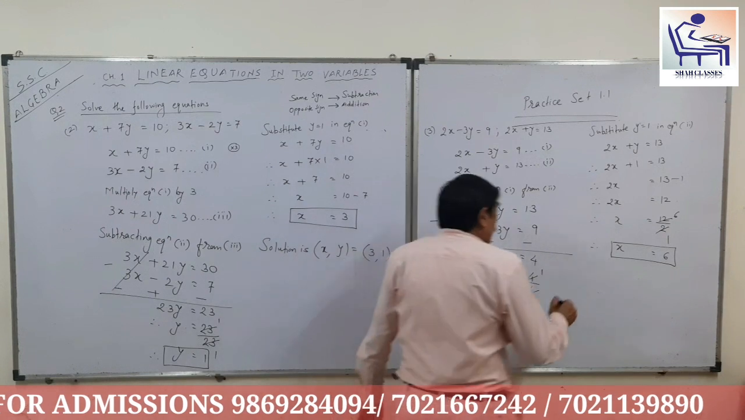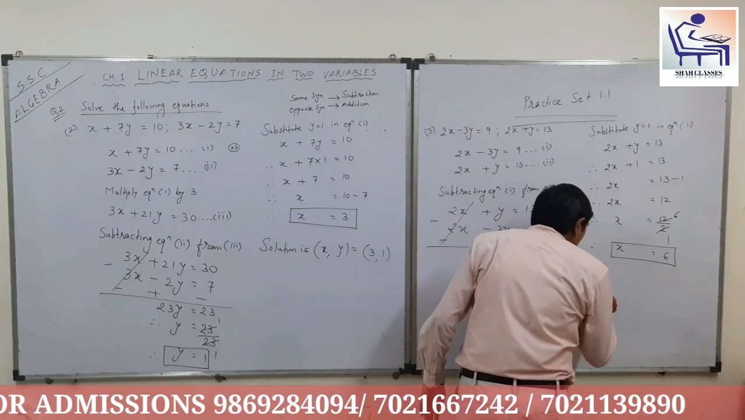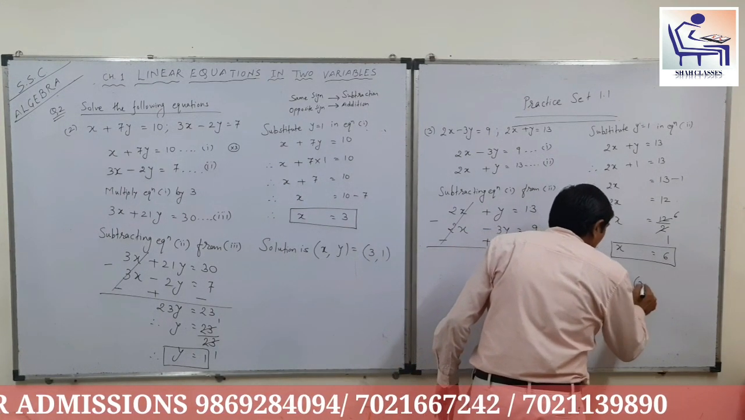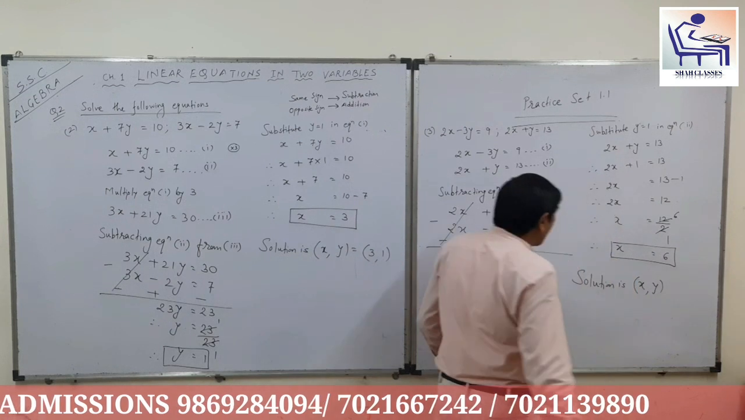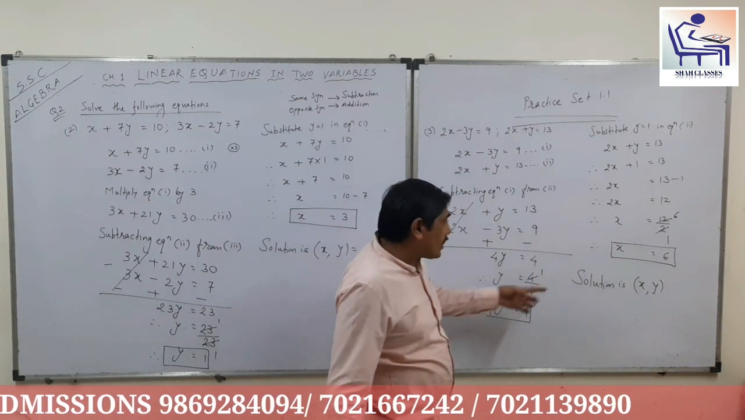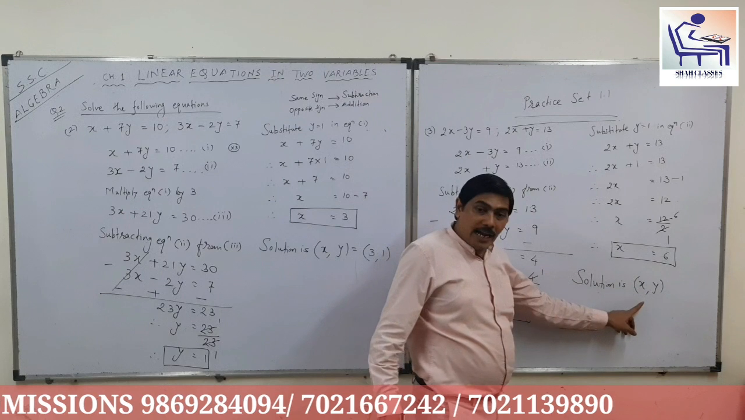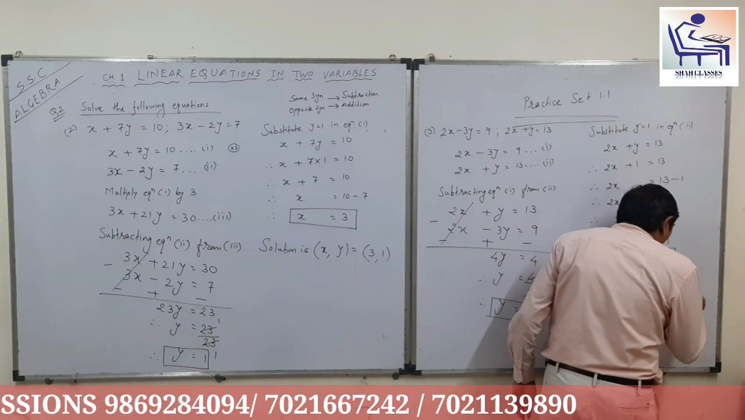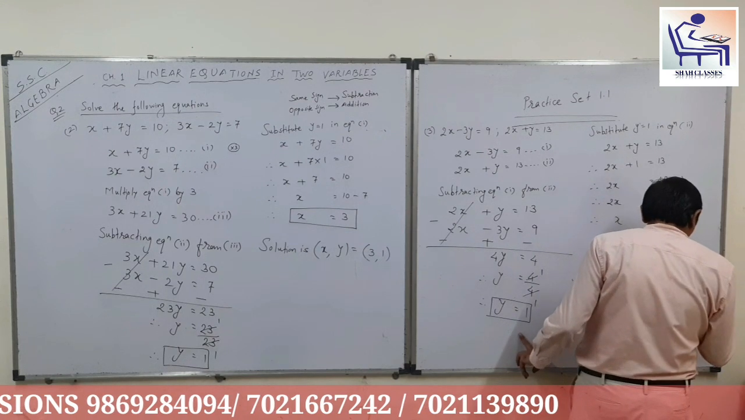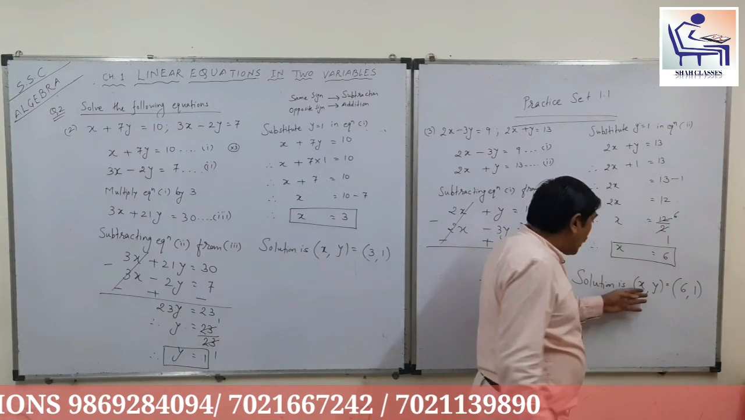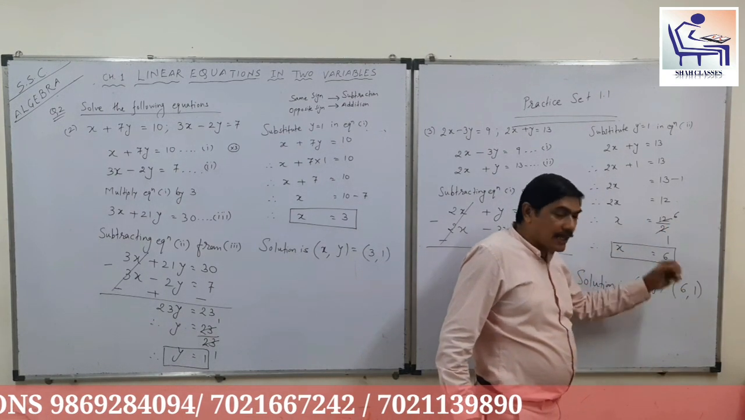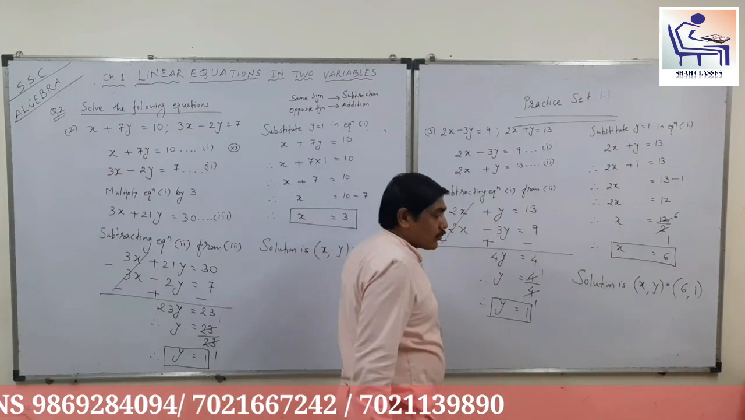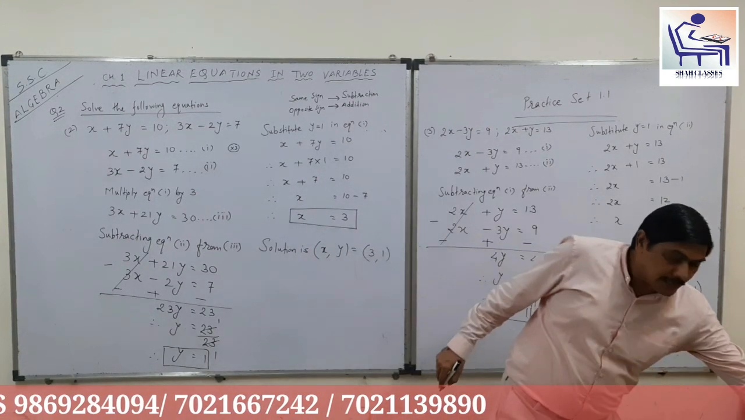So what is the solution? Once again you remember, we got the value of y first, then we got the value of x. But while writing the answer, first you write the value of x and then you write the value of y. So your solution is x, y is 6 and 1. Okay, so now we will go for the next sum.